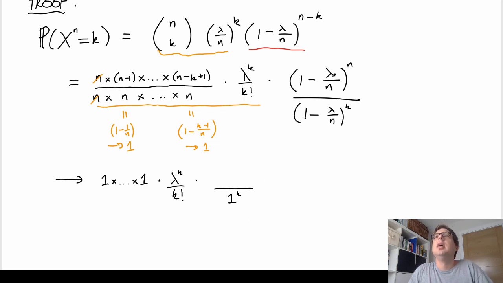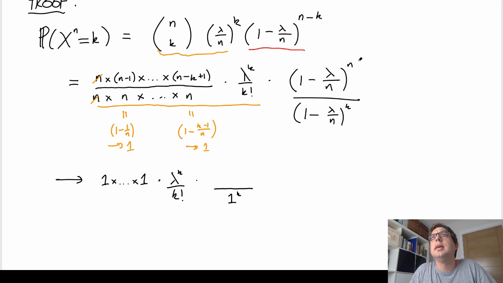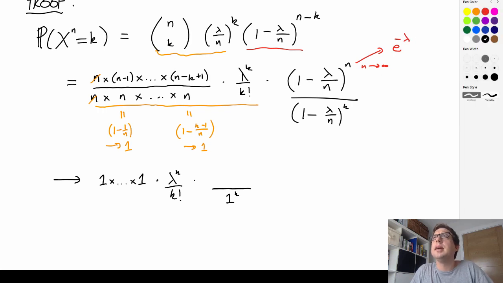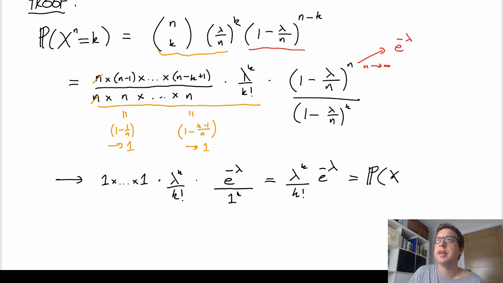The last bit, and I'll go into a bit more detail in a minute: my claim, and I'll prove to you why this claim is true in a second, is that this, as n gets larger and larger, is going to go to e to the minus lambda. I won't prove that quite yet, but what we're going to get here is e to the minus lambda. So collecting this all together, we're going to get lambda to the power of k divided by k factorial times e to the minus lambda, which is exactly a Poisson random variable being equal to k as described above.